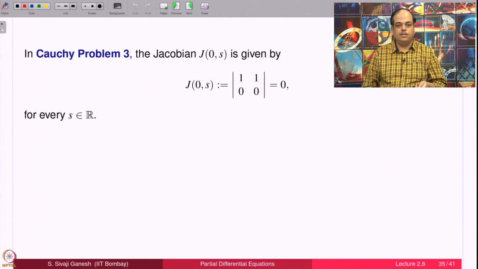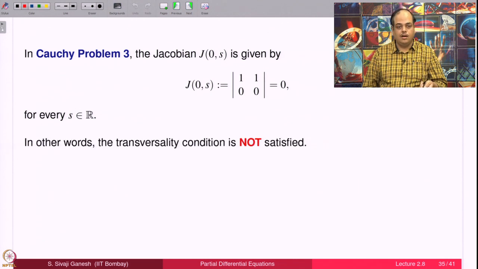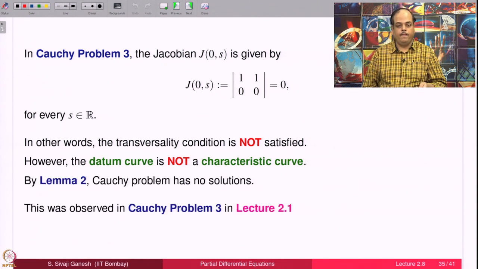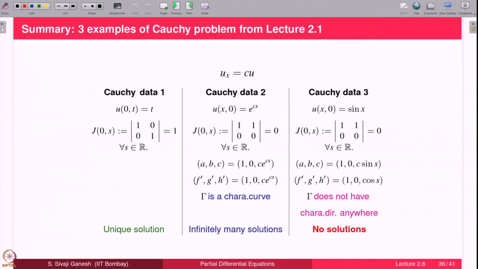Cauchy problem 3: J is 0. So we ask whether the curve gamma is a characteristic curve or not. It is not a characteristic curve, so conclusion 2 of Lemma 2 says no solution. Here the transversality condition is satisfied in problem 1, so we do not go further. Here we check whether gamma is a characteristic curve, because A, B, C is this and F prime, G prime, H prime is this. Gamma does not have the characteristic direction anywhere, therefore no solutions. This is a characteristic Cauchy problem, and we have infinitely many solutions.